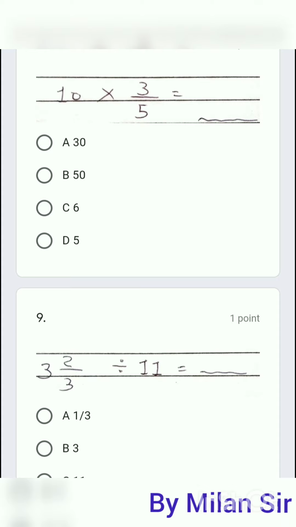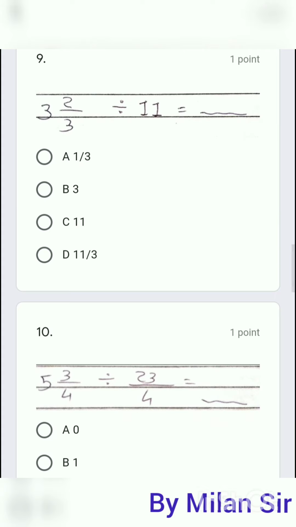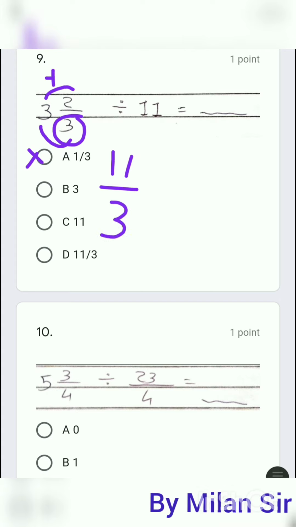After that, question number 9. Here 3 integer 2 by 3 divide 11. So first of all we need to convert this number into improper fraction, right? So here 3 3s are 9, 9 plus 2, 11, divided by our denominator 3. Here division is there. Okay, here nothing is present in denominator, so we can write 1.